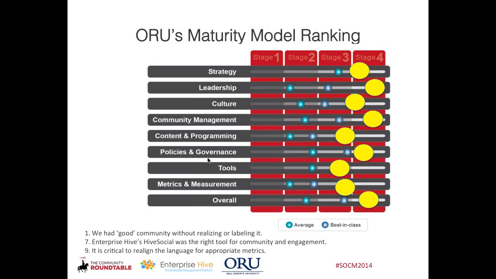Are we really talking to the community? Are we measuring the community? And so if you take a look at the footnotes at the bottom of this slide, the last one's important. It's critical to realign the language for appropriate metrics. What's the language you're going to use so that everyone in the community knows what you're talking about? And it's amazing to me how I can be in a meeting with students one day, faculty the next day, administrators the next day, and they all three have different views of the world, of the campus, of our community.